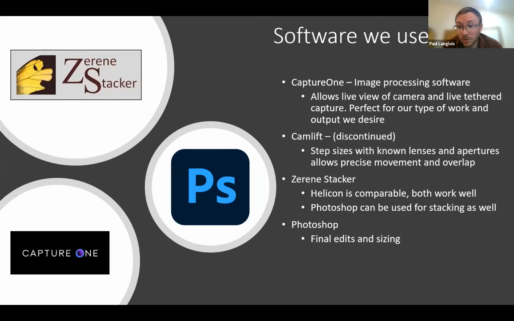So as far as the software, we use Capture One as our image processing software. The biggest benefit of this is we can have our camera hooked up to our computer and use Capture One basically as our controller. We can take the shutter, change the aperture, the shutter speed, everything in Capture One with our mouse on our computer. We can also, with this live tethering, see the live view on our computer screen. So it just works exceptionally well.